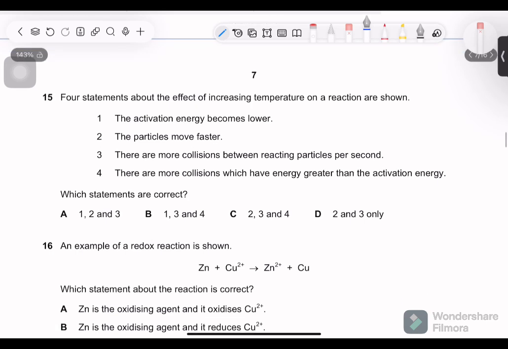Four statements about the effect of increasing temperature on a reaction are shown. The activation energy becomes lower. No. The particles move faster. Yes. The activation energy does not become lower. In the case of temperature increase, it only becomes lower when a catalyst is added. The particles have energy above or equal the activation energy. The activation energy itself is not reduced. There are more collisions between reacting particles, correct? There are more collisions which have energy greater than the activation energy, yes. So 2, 3, and 4, option C is correct.